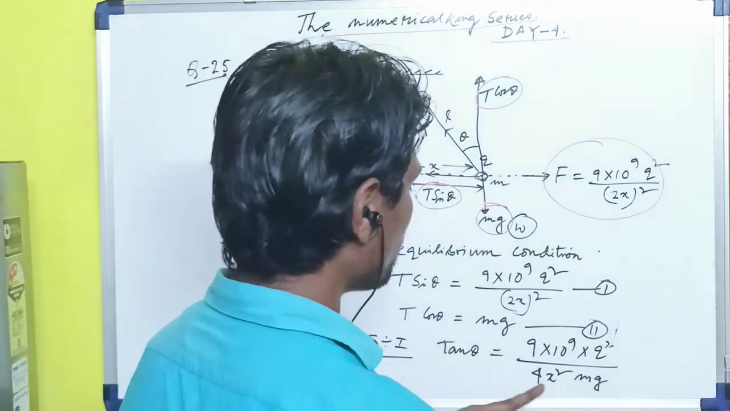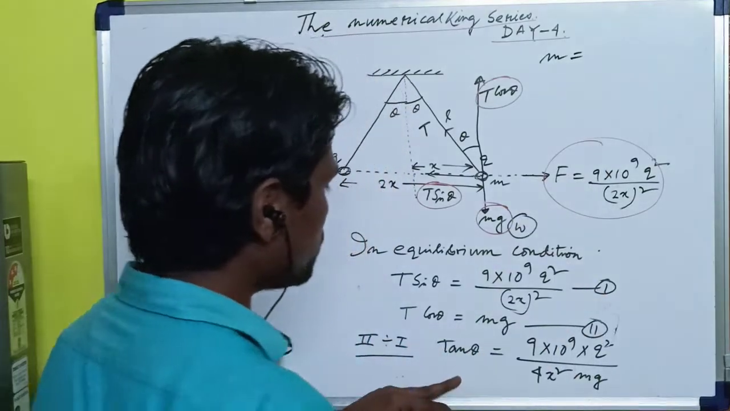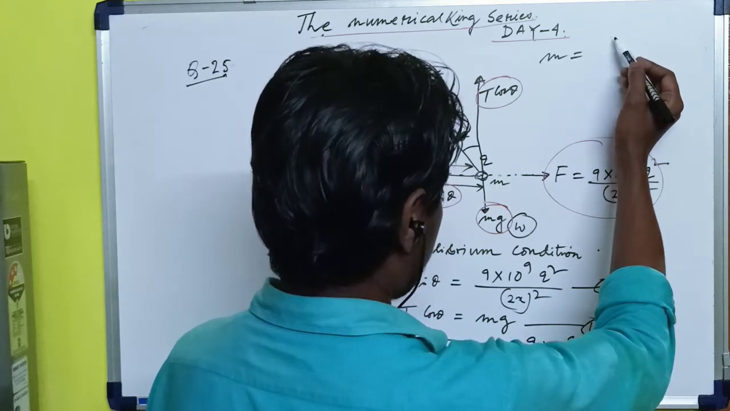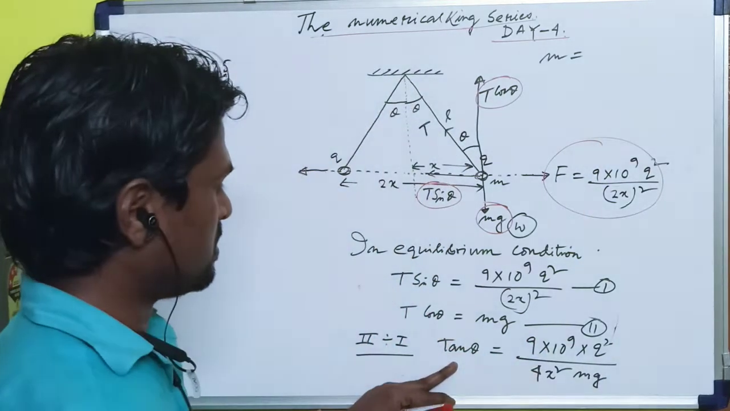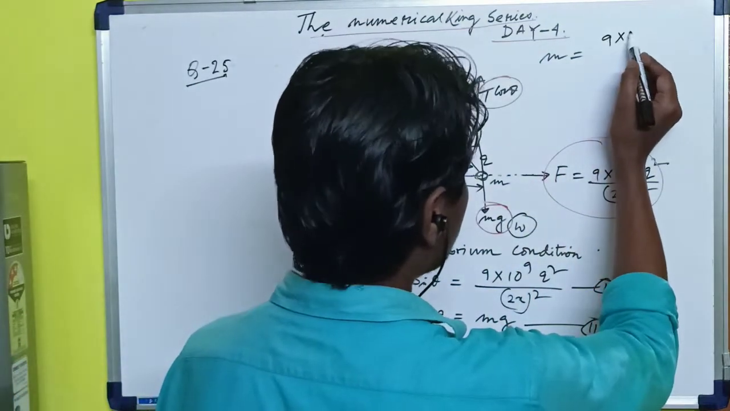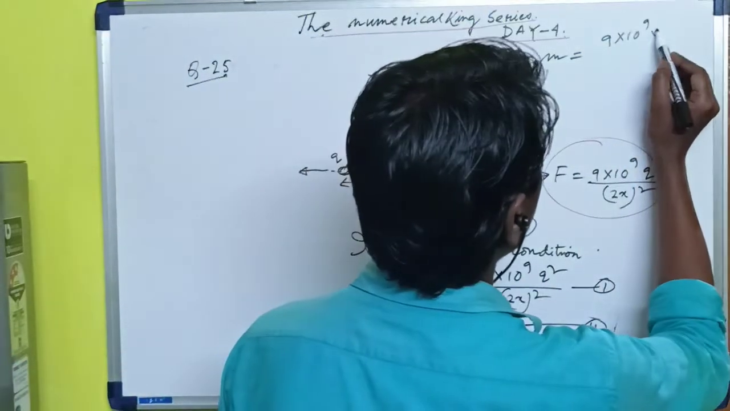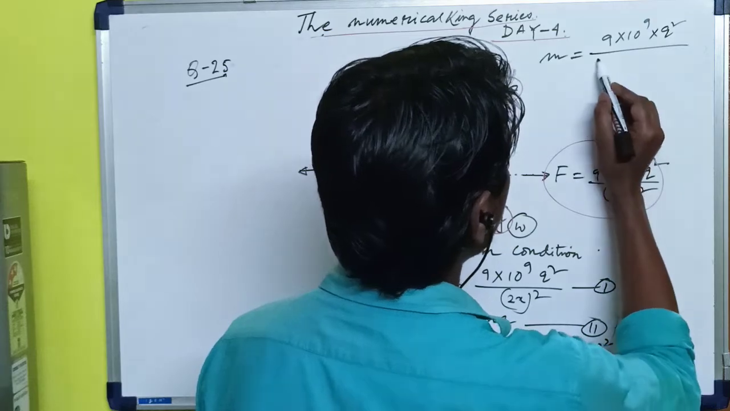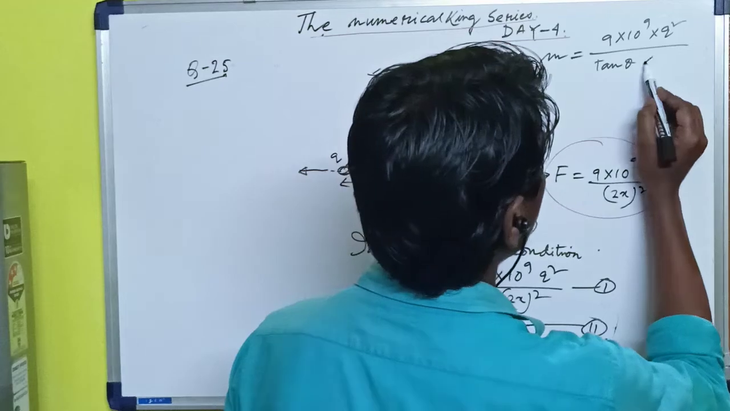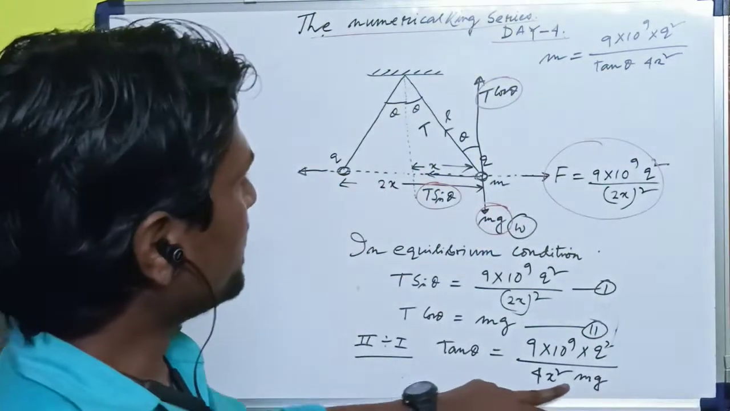Yes. So you have to calculate the mass. So m equals 9 into 10 to the power 9 into q square, divided by tan theta, 4x square into g.